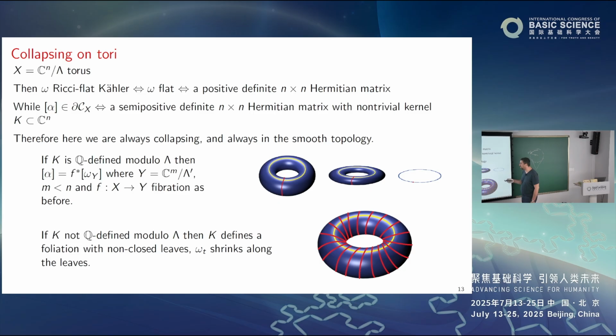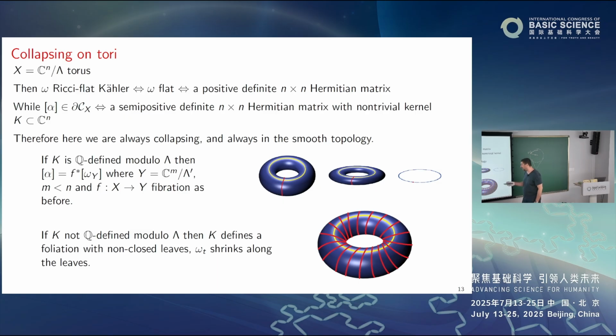So you exactly obtain a fibration from your torus to a smaller torus, and you can factor out the kernel. Your semi-positive definite matrix is the pullback of a positive definite matrix from this factor, quotienting by the kernel. So that's the picture we just saw of a bunch of tori shrinking to a lower dimensional torus.